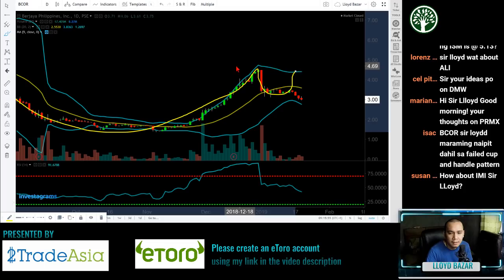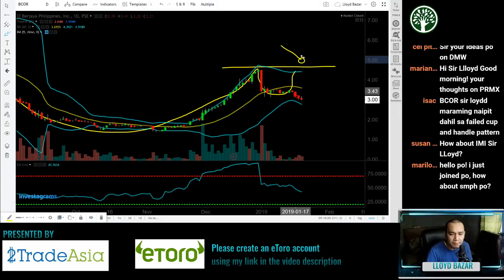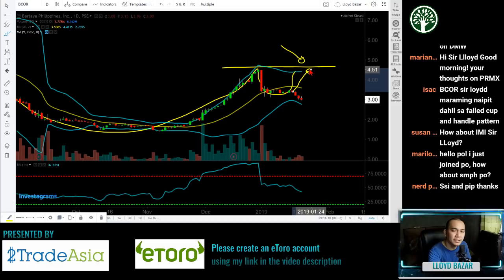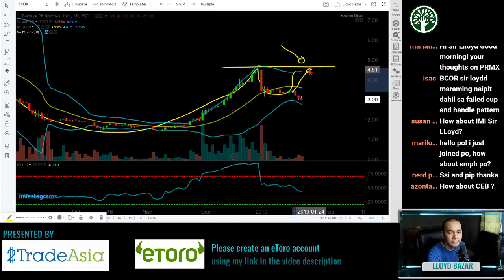Cup and handle, the entrance is this breakout from the handle. Dito yan pinapasok, hindi yung, uy, nagka-cup and handle na siya, most probably aakyat yan. If you think it's gonna break out, make a cup and handle and trade it, then you're doing a mistake. Remember, trade what you see, not what you think. If you think this is gonna break out a cup and handle pattern, then you already failed. Wait for it to do a breakout.